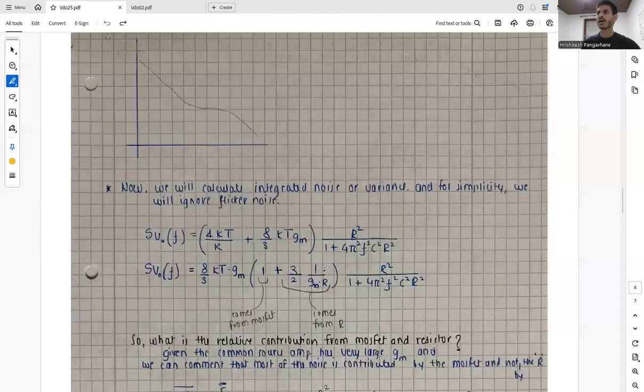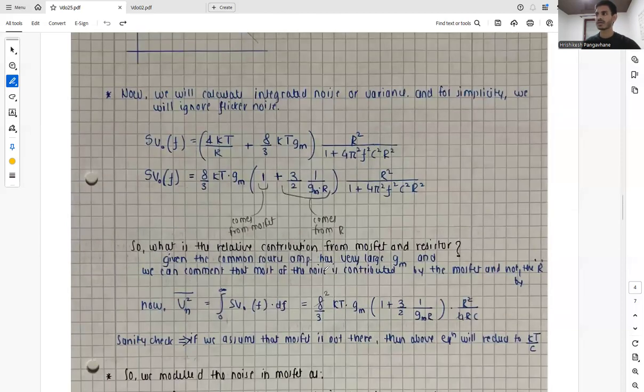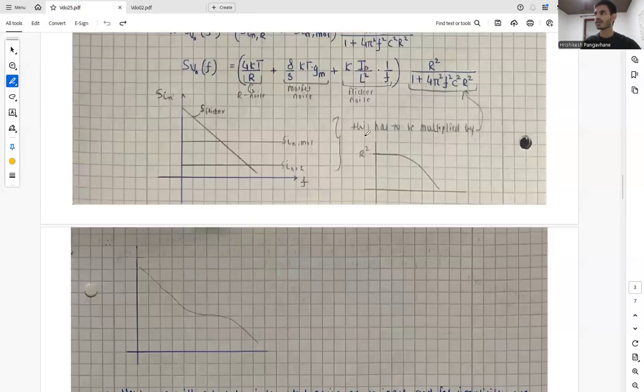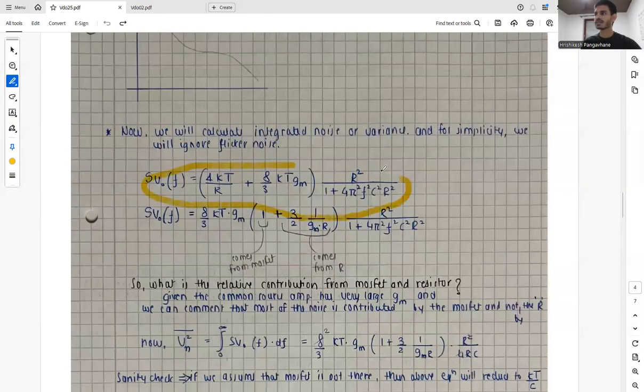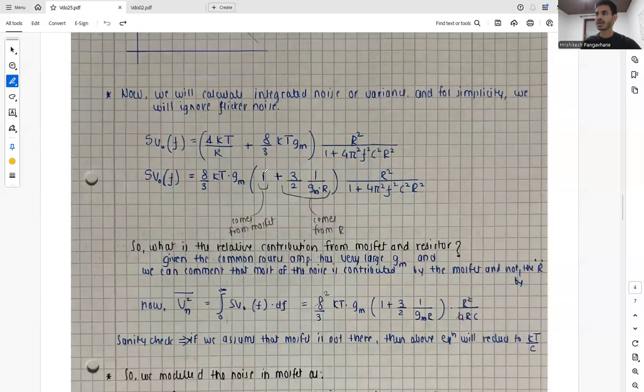So now we will calculate the integrated noise or variance. Variance is also called integrated noise. For simplicity, we will ignore the flicker noise, so let's ignore this flicker noise term. So we have this equation. And now when we take 8 by 3 kT gm common from this, we are left with 1 plus some values in this.